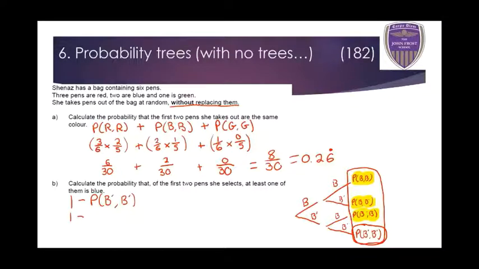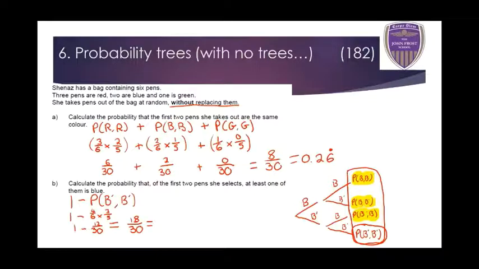So 1 take away blue prime, blue prime. What is the chance of her not getting a blue pen? Well, there's 4 non-blue pens in the bag to start with, so 4 over 6. And then the second time, there's going to be 1 less non-blue pen, but there's also going to be 1 less pen in the bag in general, so 3 over 5. And then multiplying them together, 4 times 3 is 12, 6 times 5 is 30. 1 take away 12 over 30. Well, that's the same as 30 over 30, take away 12 over 30, so you'd be left with 18 over 30.